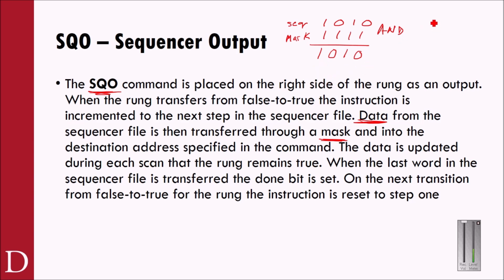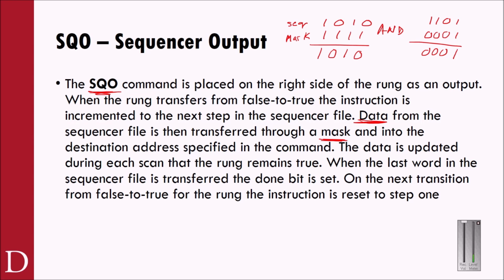But in the case if my sequencer was 1 1 0 1 and my mask was 0 0 0 1, then in that case, the only one that would AND out is a 1 here. Everything else would be a 0. So the mask just gives us some additional controls that we can build into the sequence.